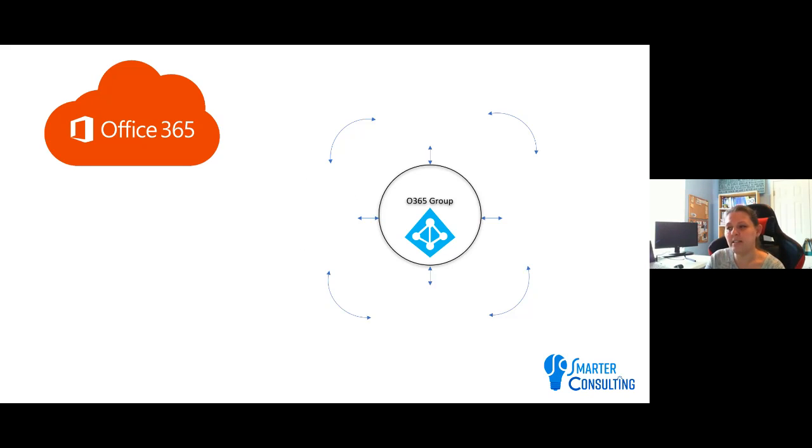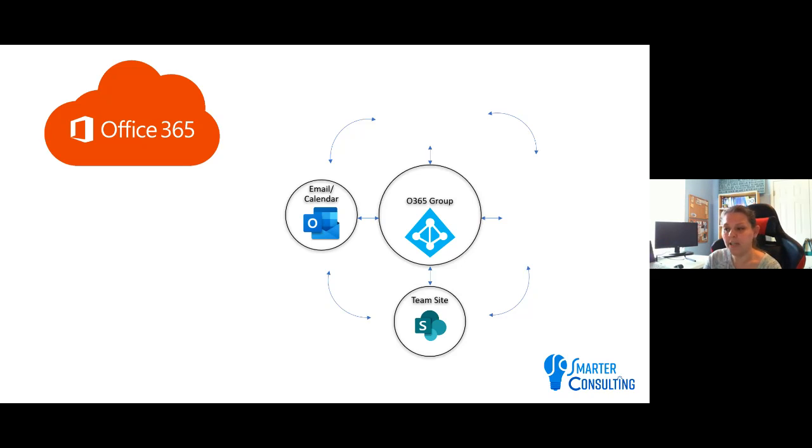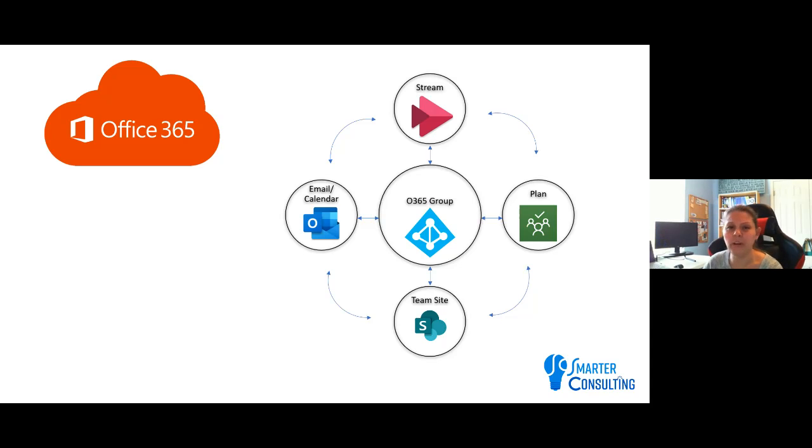And this group is used by the email address and the group calendar that is tied to that group. It's used by the SharePoint site that's tied to that group. It's used by the Planner area that's tied to that group, so all plans are associated with that group. And it's also got a Stream area that is assigned to that group.